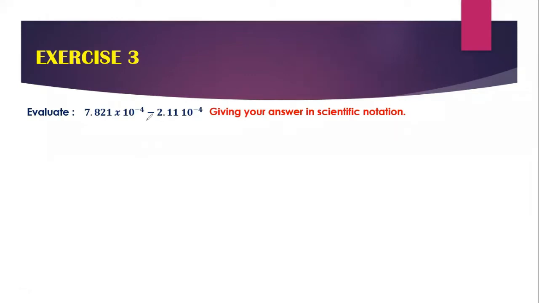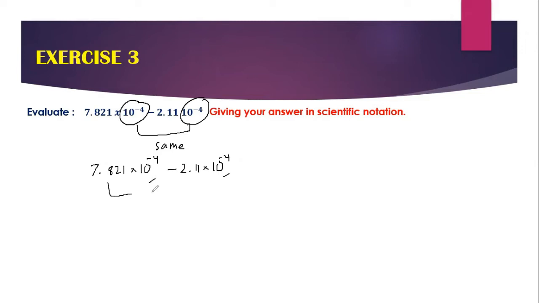Students, when we check the power for the first item, it is 10 to the power minus 4. The second is 10 to the power minus 4. Same, right? Already the same. So you don't need to adjust the power. So, 7.821 times 10 to the power minus 4 minus 2.11 times 10 to the power minus 4. Okay? Already the same.